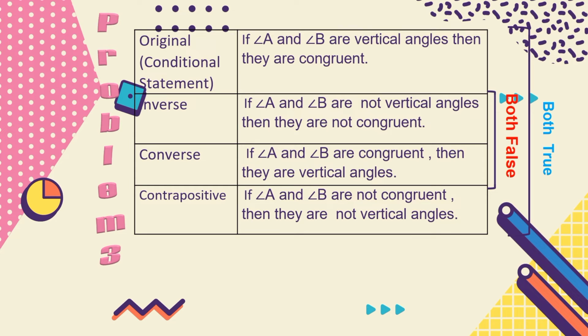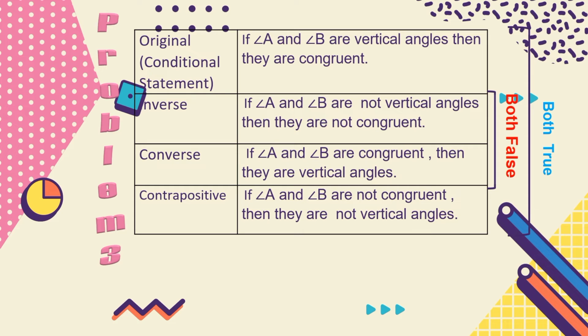Notice that both the inverse and the converse are false, and both the original and the contrapositive are true. So in this case, since we have false, false in our truth table, we have a true statement, but true, true or true, we also have a true statement. In this case, class, you can form a biconditional statement.